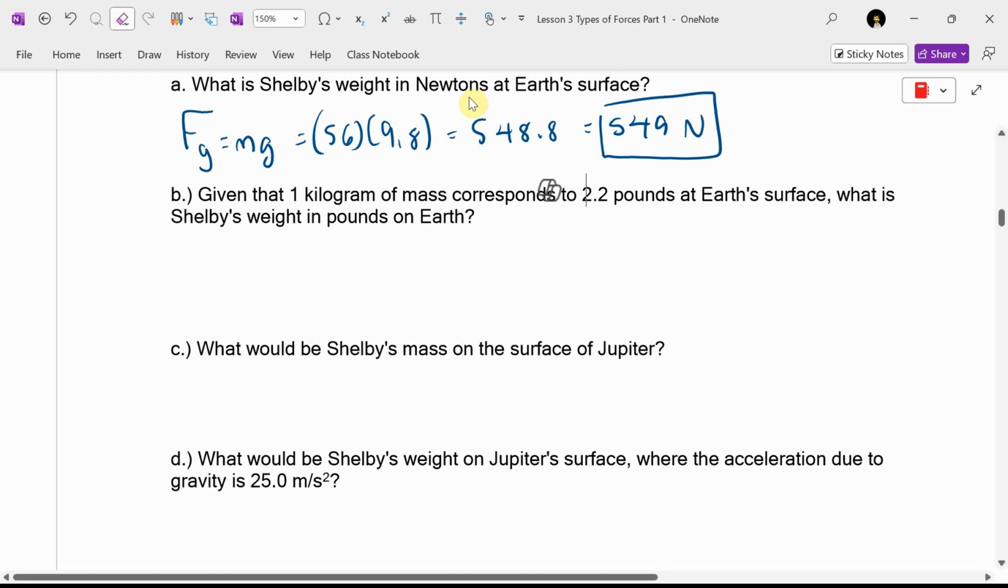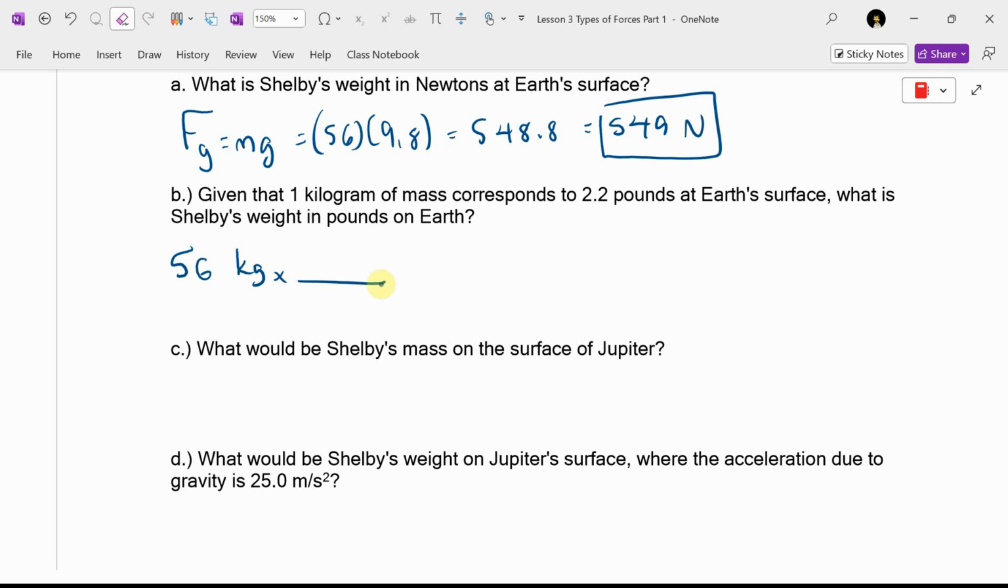Given that 1 kilogram of mass corresponds to 2.2 pounds at the Earth's surface, what is Shelby's weight in pounds? If I was doing this, I would fall back to my old unit conversion days. I would write down what they gave me, which was 56 kilograms. I want kilograms to cancel. Nick, where am I going to put it in my conversion factor? On the bottom, remember these tricks? And then pounds, an abbreviation for pounds is what we used to call the pound sign, the number key. What's my conversion factor? What am I going to put next to the pounds?